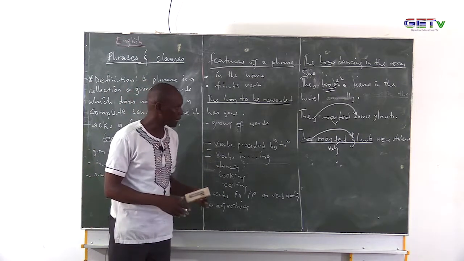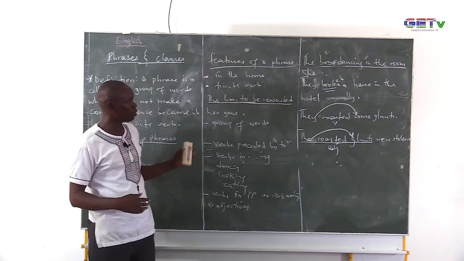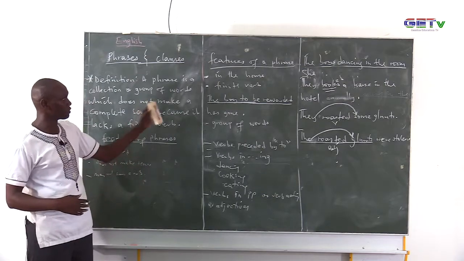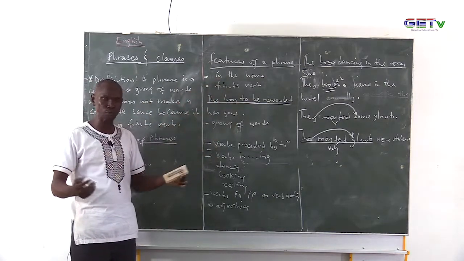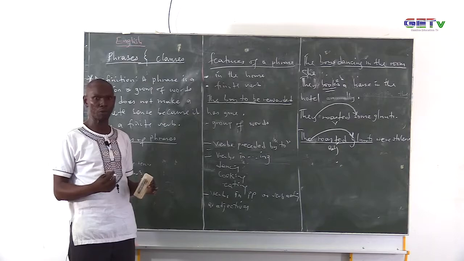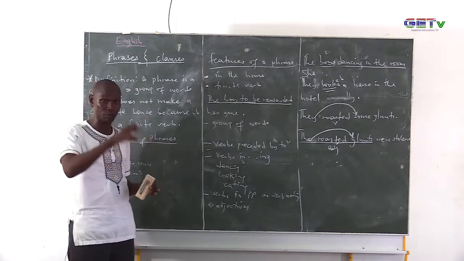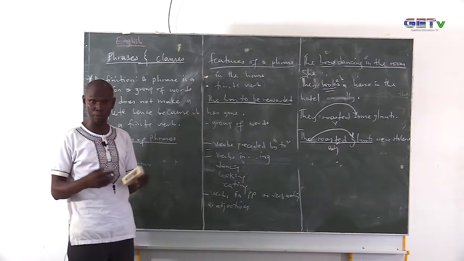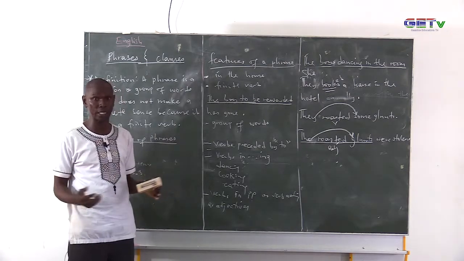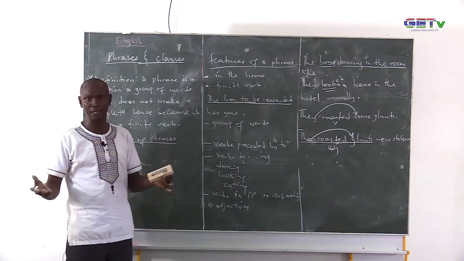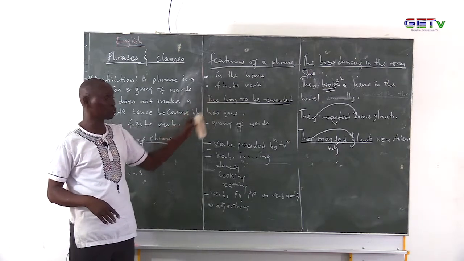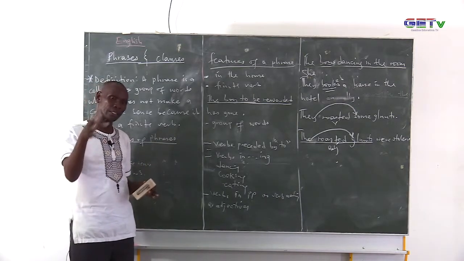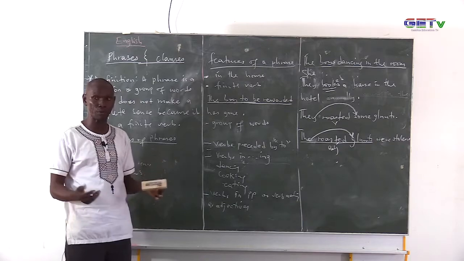So today, as I said earlier, we've already given the definition of a phrase, and we've talked about the features of a phrase, that they are in groups. A phrase cannot just be a word. Once it is a word, it becomes either a noun, adjective, adverb, or so. But a phrase must be a combination of two or more words that may or may not contain a non-finite verb. And we said phrases do not express anything meaningful on their own unless they have something else that will complete their meaning.